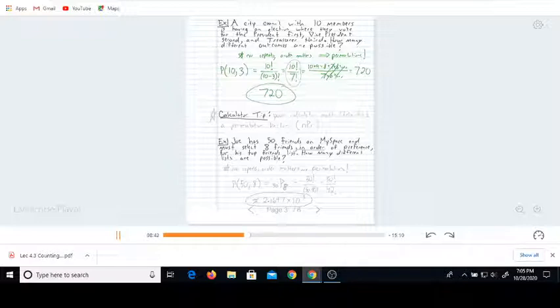Now, a quick calculator tip. Your calculator most likely has a permutation button. And for a lot of calculators, it'll look something like this. So go ahead, if you need, pause the pencast and look through your calculator and find that permutation button. Almost every modern scientific calculator has this permutation button.